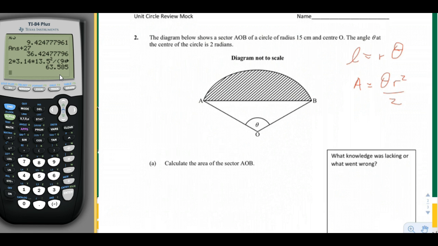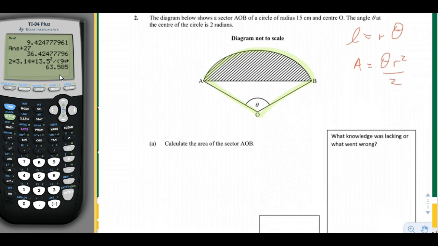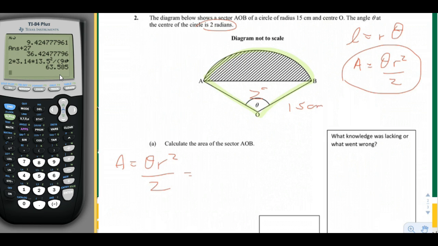So they're saying calculate the area of this whole thing. That's easy, right? We know that the area is equal to theta r squared over 2. Remember, if you write the equation, that's already a point right there. So what's theta? Theta is 2 radians. Remember, radians, they write with a little c. The radius is 15 centimeters. So each one of these lines here is 15 centimeters. And I think that's all we know, but that's all we need to know, right?